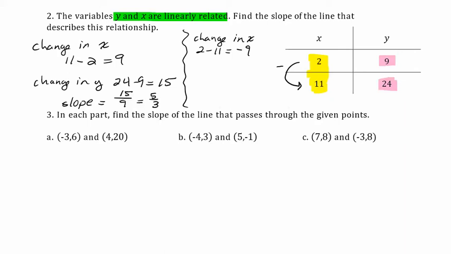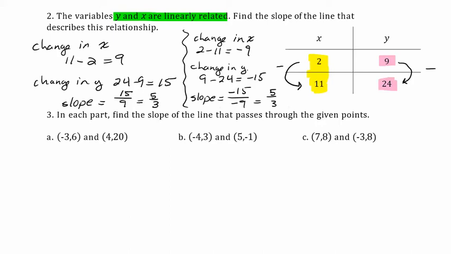So hopefully then, to find their change in y, they did 9 minus 24. Consistent, go in the same order, the same direction. So if they do 9 minus 24, they get negative 15. So now, writing out the slope, change in y over change in x, I get a negative divided by a negative, which is a positive, and then I can again reduce it, and I get 5/3.